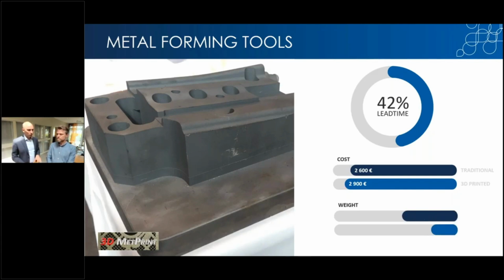The weight of the tool was also reduced by almost 50%, I think 40%. And that enables you to actually run the tool faster. So you consume less energy, and you can stamp faster with it. And therefore, you can increase your production time, right? Yeah, exactly. So lots of benefits.